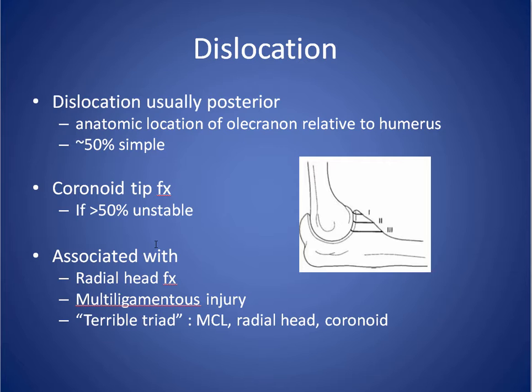Up to 50% of these dislocations are simple, meaning there's really no associated major fracture, and it's primarily a soft tissue injury. If the coronoid tip is fractured greater than 50% of its height, that's an unstable fracture. And the thing to be aware of with these dislocations is their concomitant injuries. Radial head fractures occur frequently with these. There's also a high incidence of multiligamentous injury involving the elbow. The terrible triad has been described as an MCL tear, or ulnar collateral ligament tear, radial head fracture, and coronoid process fracture.